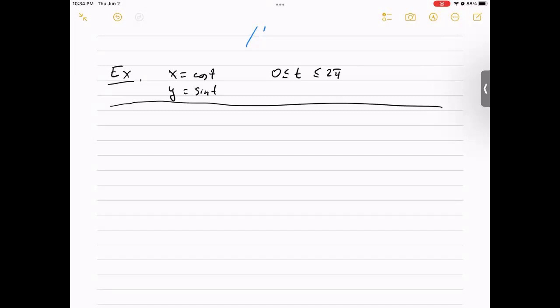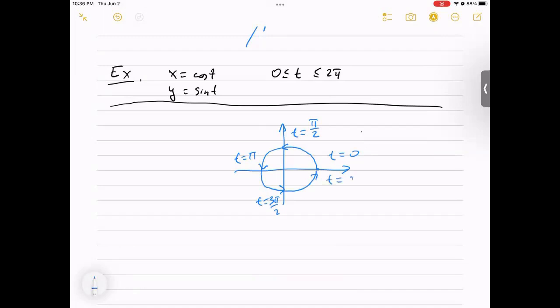So you remember what is going on. The point starts at t equals 0, where x equals 1, y equals 0. Then it moves toward the point at t equals pi over 2, where y equals 1, x equals 0. Then it moves to the point x equals negative 1, y equals 0. That's when t equals pi. Then it goes to the point at t equals 3 pi over 2. Then it moves back to the point where it started.